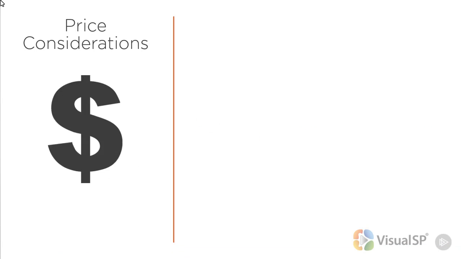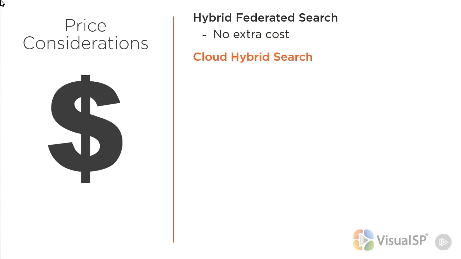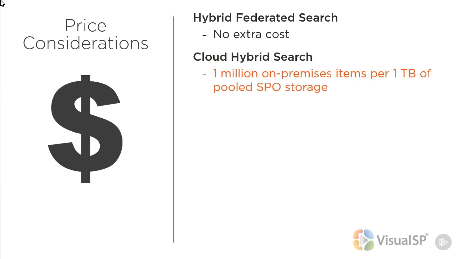Also, there are some price considerations, because we all say we want everything. However, we are all limited on a budget, right? So if we look at hybrid federated search, there is no extra cost, meaning that everything is included in the CALs and everything that you already pay. However, with the cloud hybrid search approach, you're limited to sending 1 million items per 1 terabyte of pooled SharePoint Online storage. And let's make sure you understand what pooled storage is.